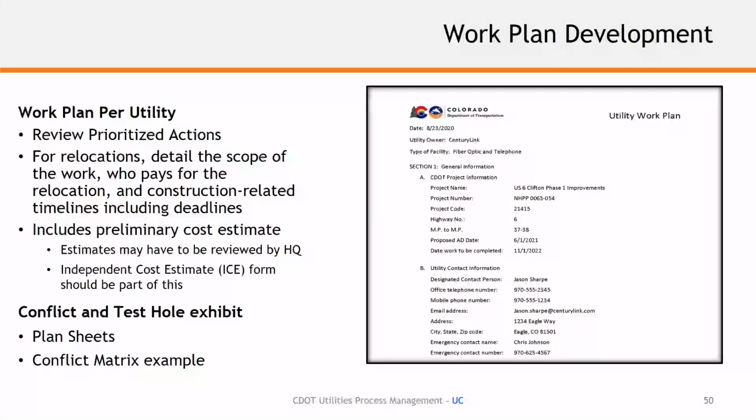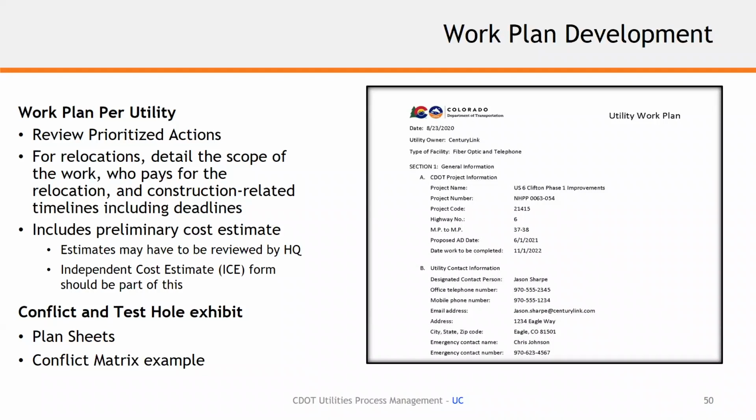And one of the items that we leverage all this information from that utility conflict matrix is also a handout for everyone, which is labeled as Module 4, Handout 1, Work Plan Template. This work plan is really critical to review and prioritize actions with utility companies and discuss relocations, detail the scope of the work, who pays for the relocation, construction and related timelines, including deadlines.